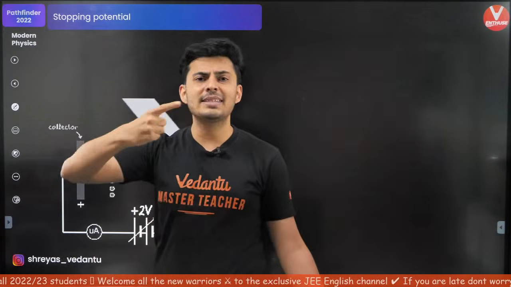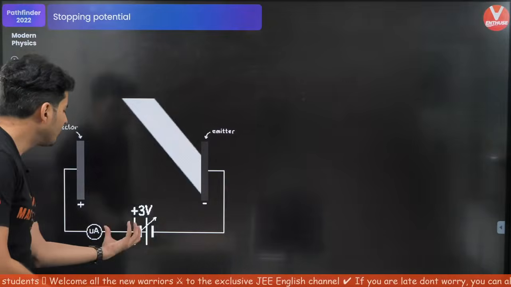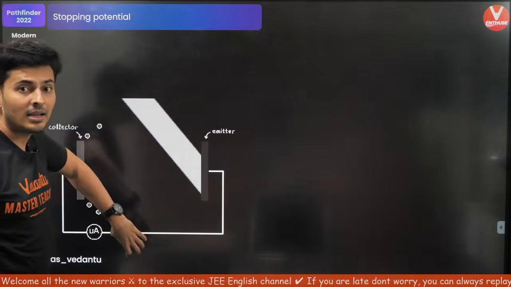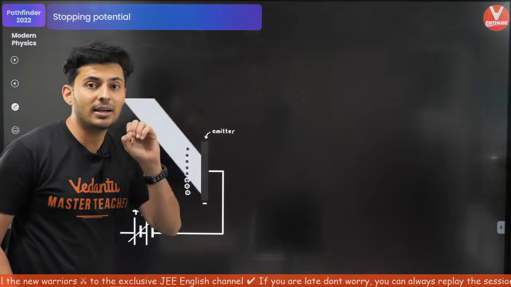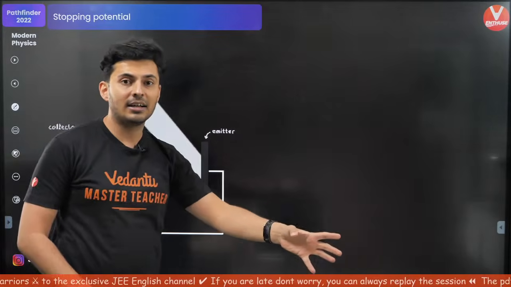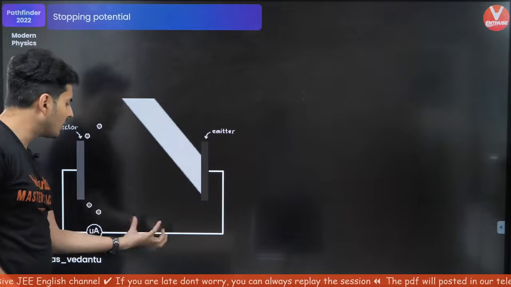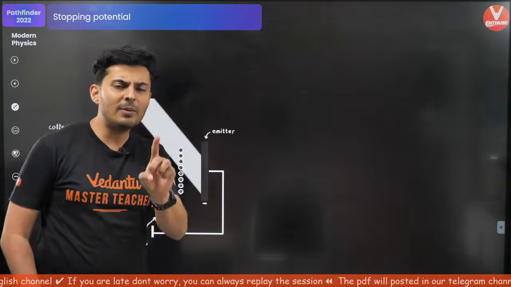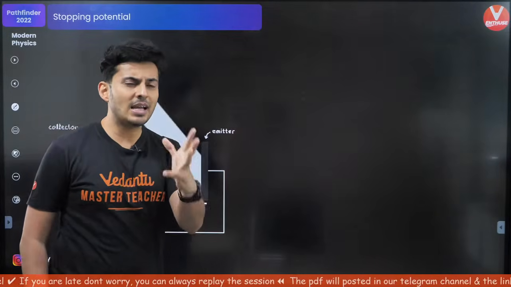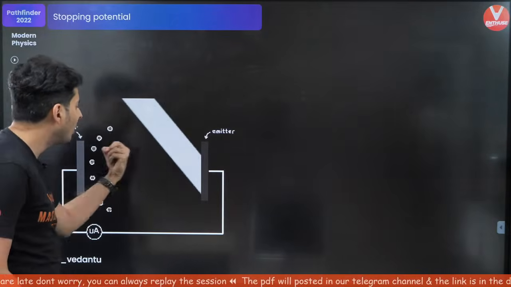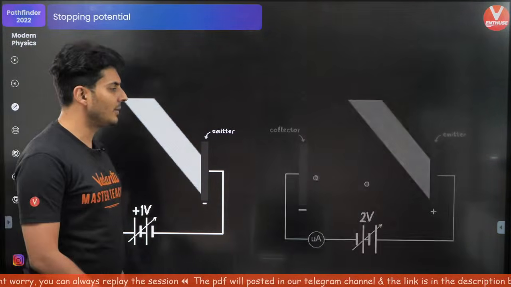What happens if you do the exact reverse? What if you change the polarities of the battery? It will stop the current. It will be against the current. But even when it is against the current, when you reverse the polarity, there will be some small current because there might be some electrons which have a lot of energy to go on to the other side.